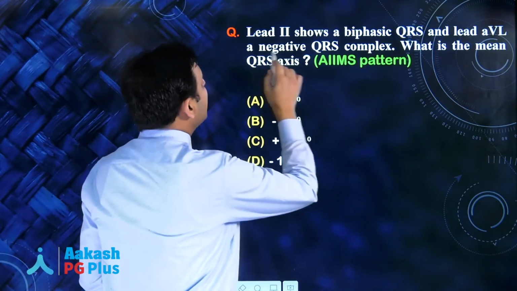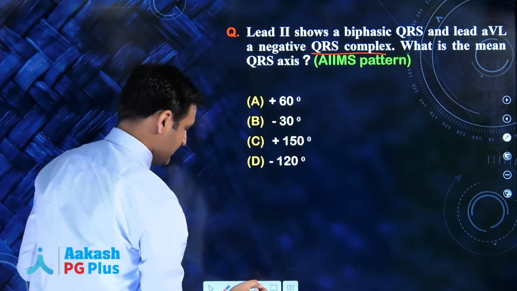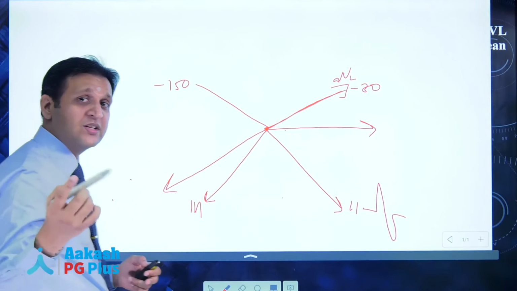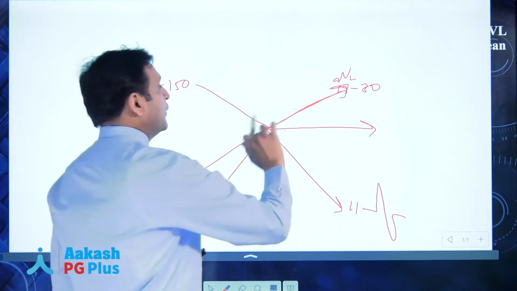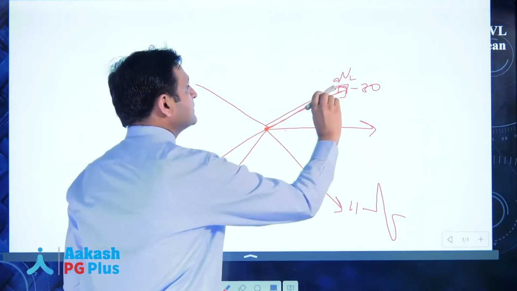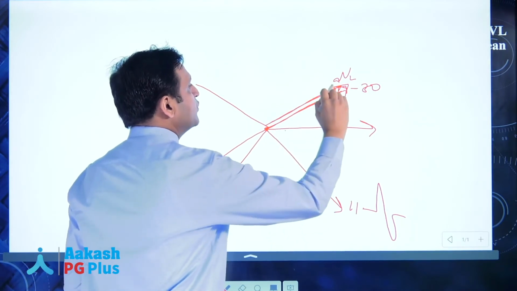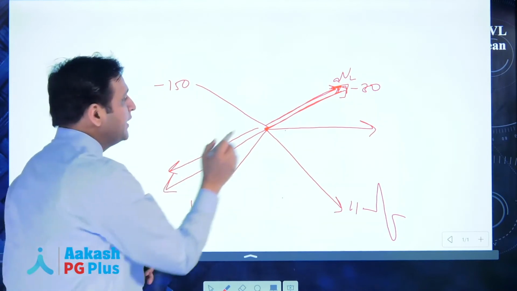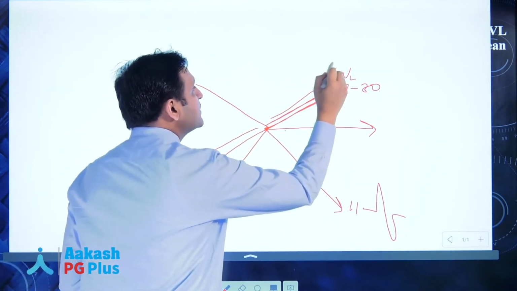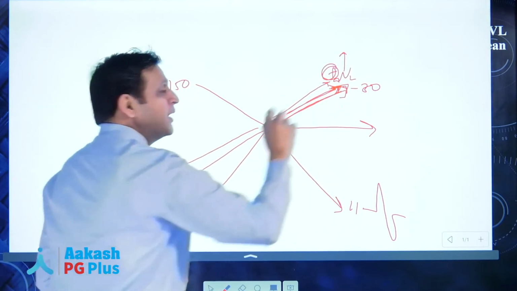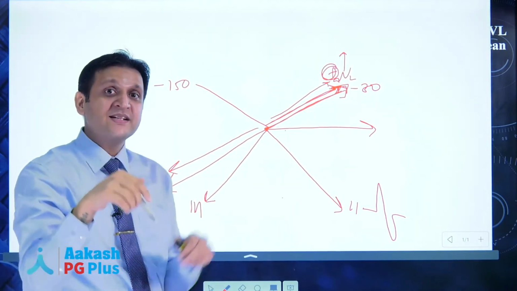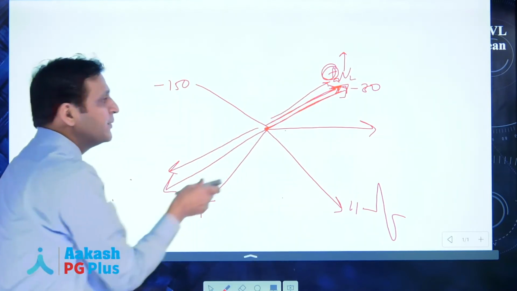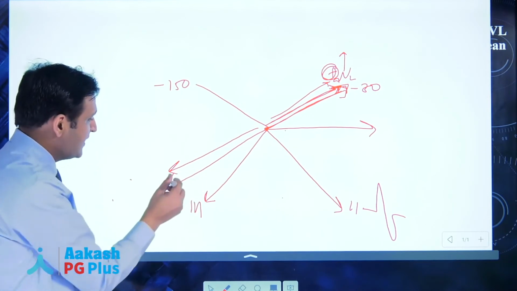Now let's go to the second portion of the question. Lead AVL has a negative QRS complex. So we know that the axis is along this. The second hint is given in the question: lead AVL is negative, which means that the wave has to go not towards AVL but away from AVL, right? If it was going towards AVL, it would produce a positive deflection in AVL. But the question says lead AVL has a negative QRS, which means that the wave of depolarization is moving away from lead AVL. So where is it going?